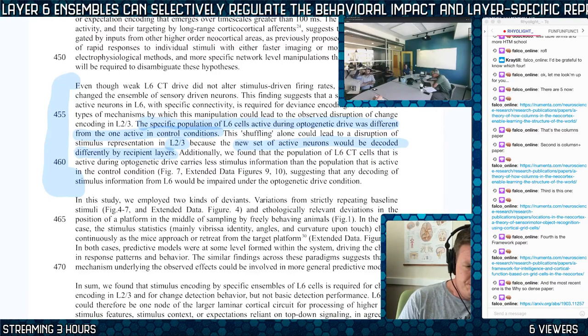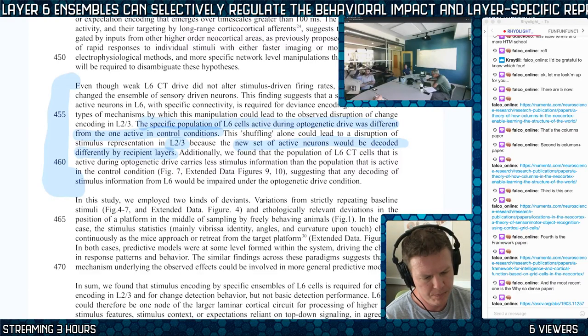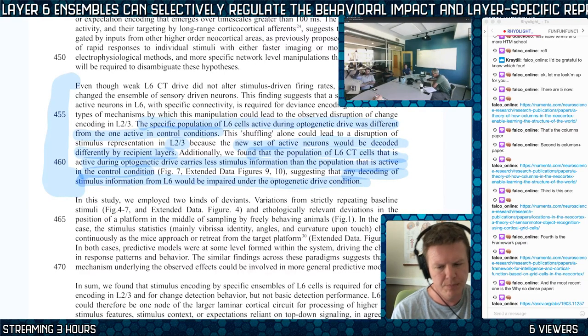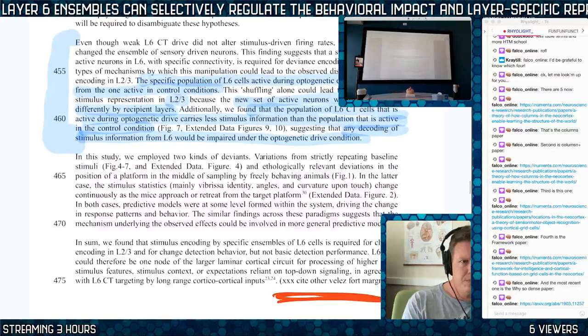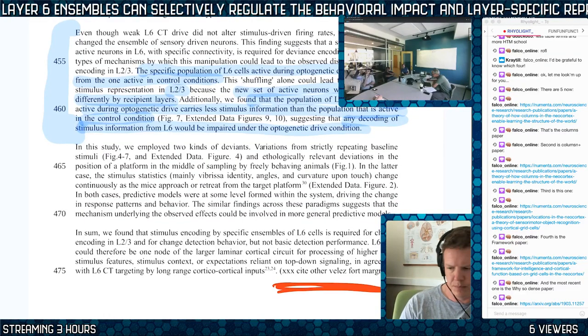In addition, we found that the population of layer 6 CT cells that is active during optogenetic drive carries less stimulus information than the population that is active in the control condition. I think what this means, suggesting why it might have changed. Okay. So I'm not going to go into more detail. I just couldn't really get much more out of it.